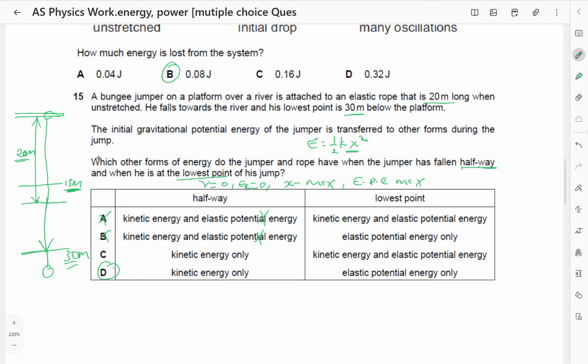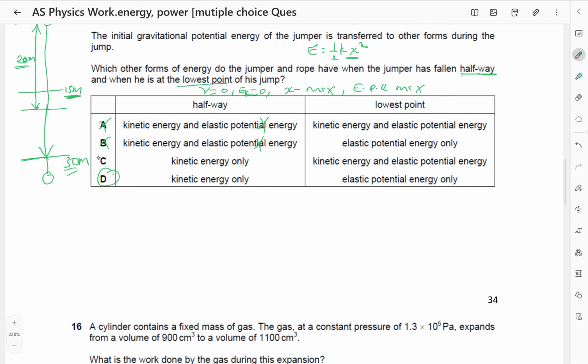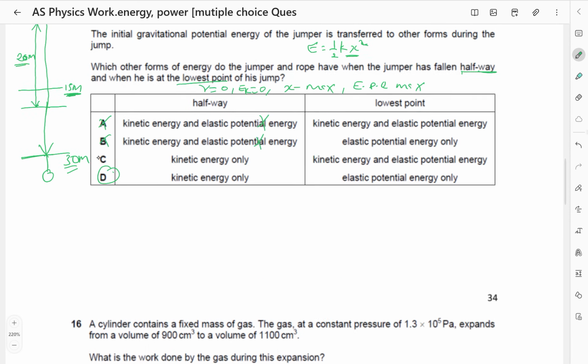Halfway, there is kinetic energy only. Why? Because the rope has not yet started stretching. And at the lowest point, it stops moving, so kinetic energy goes to 0. But the extension is maximum, so the elastic potential energy is maximum. So there's elastic potential energy only at the lowest point.